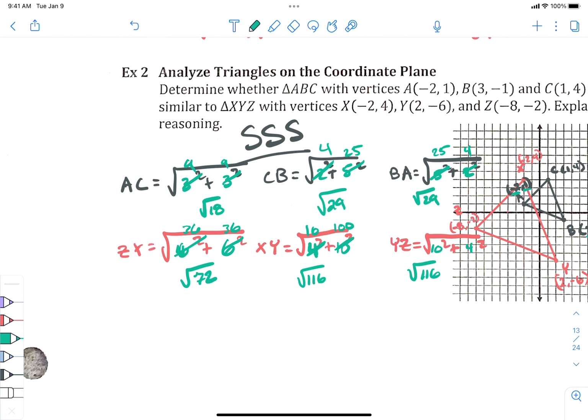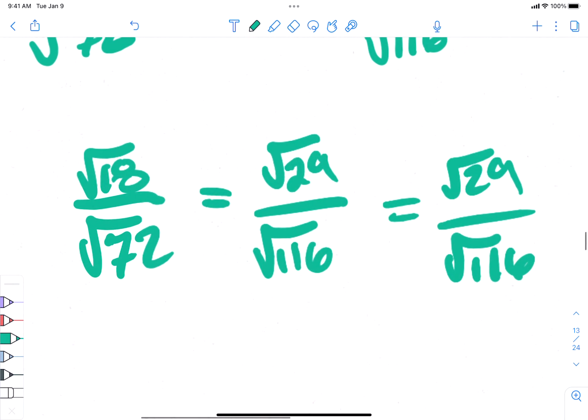Now, we're not done yet. Oh my gosh, we're not done yet. Because we have to look at the proportions. So we have the square root of 18 over the square root of 72 is equal to the square root of 29 over the square root of 116, which is equal to the square root of 29 over the square root of 116. We really only have to check the first two, right? Because the third one is the same.